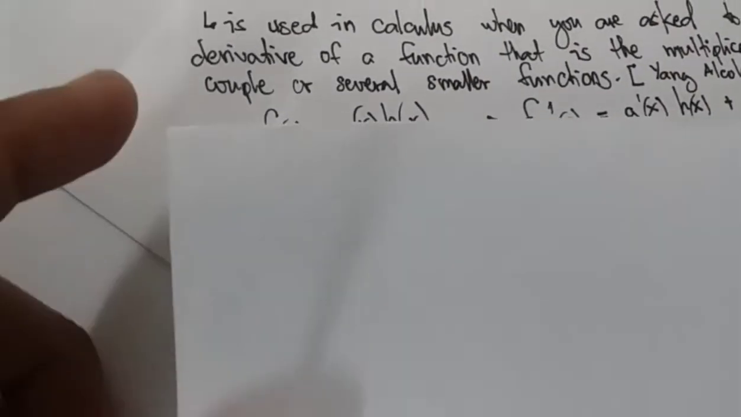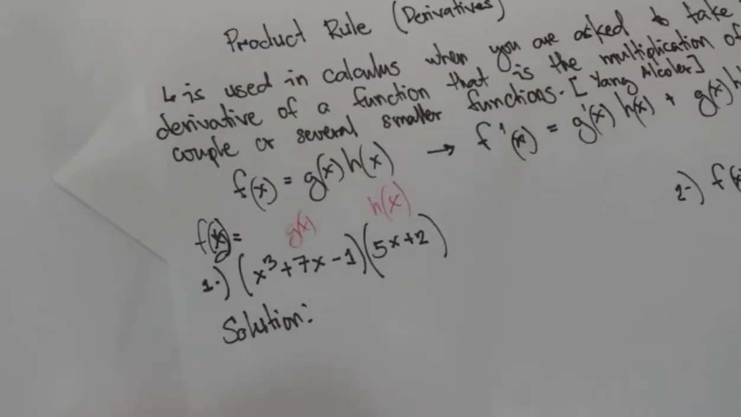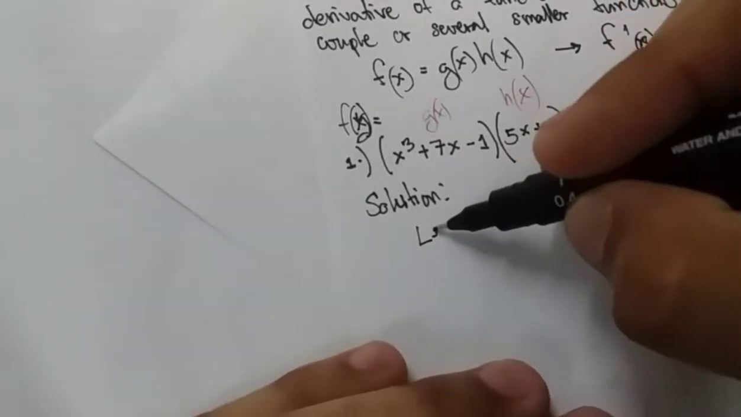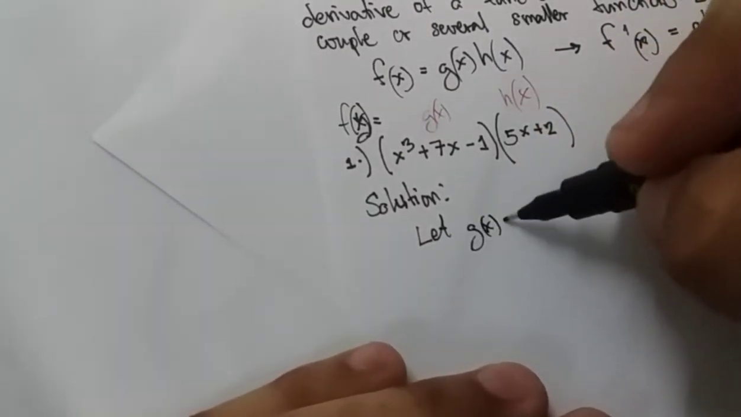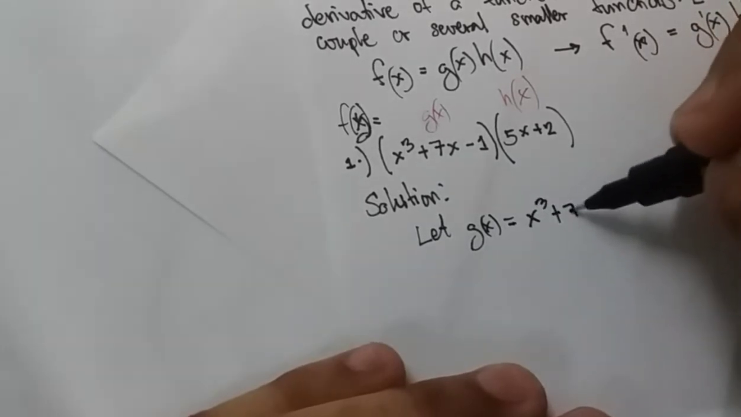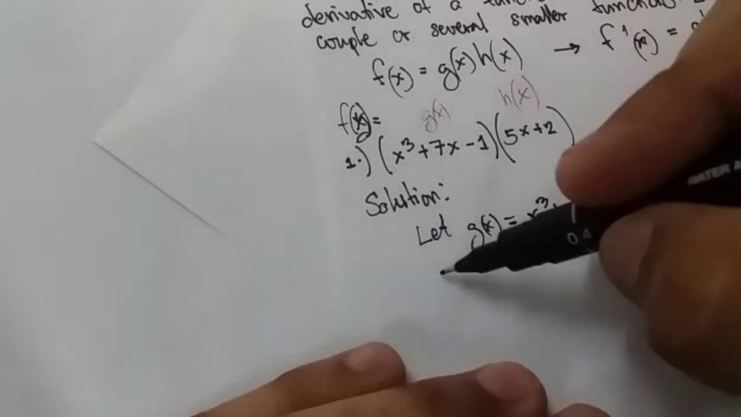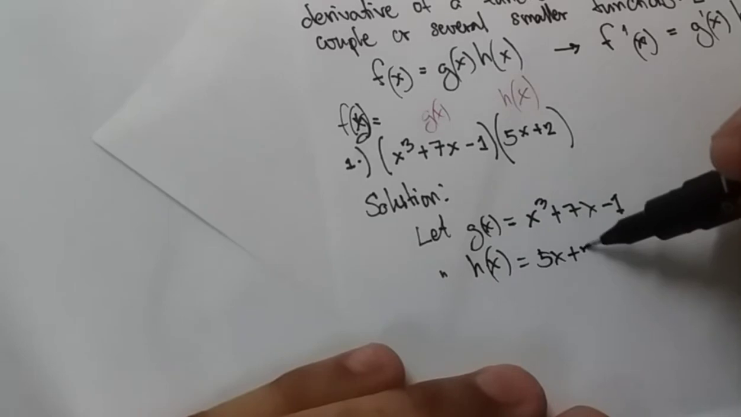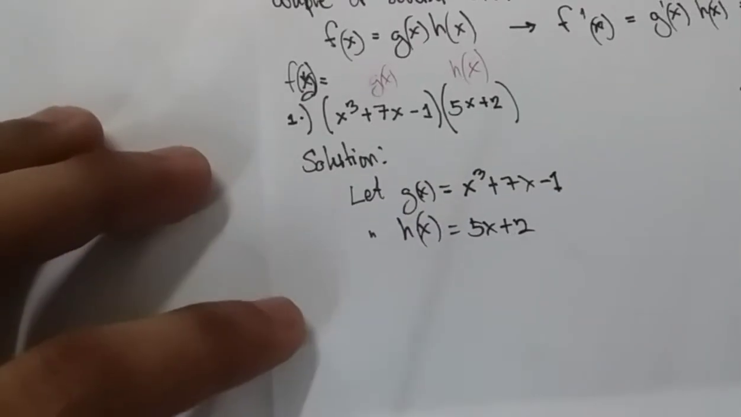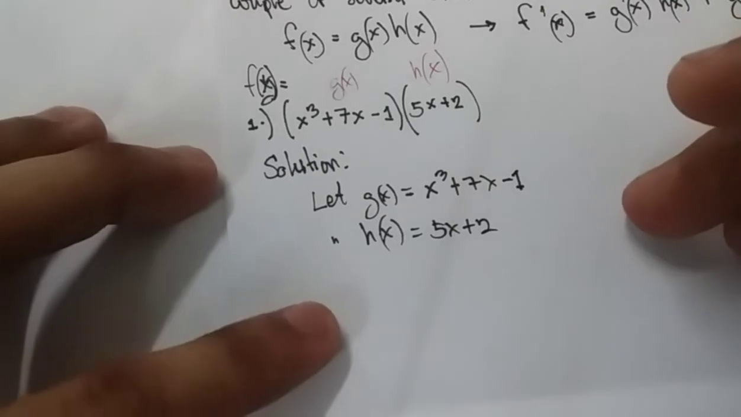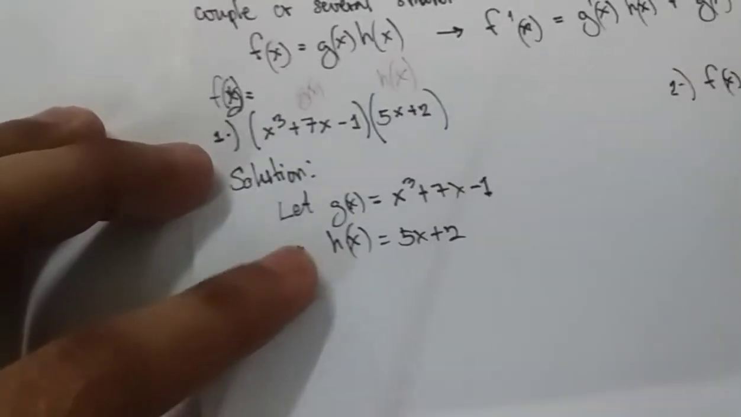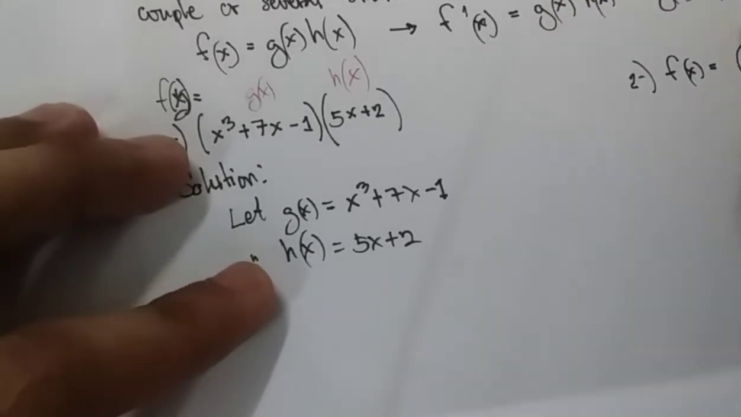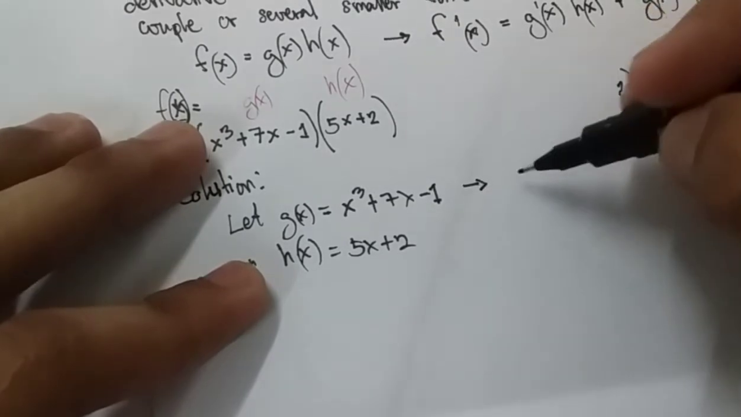To start, the solution: let g of x be equal to x cubed plus 7x minus 1, and let h of x be equal to 5x plus 2. Okay, so we need the derivative of g of x and also the derivative of h of x, because we have the g prime of x and also the h prime of x.